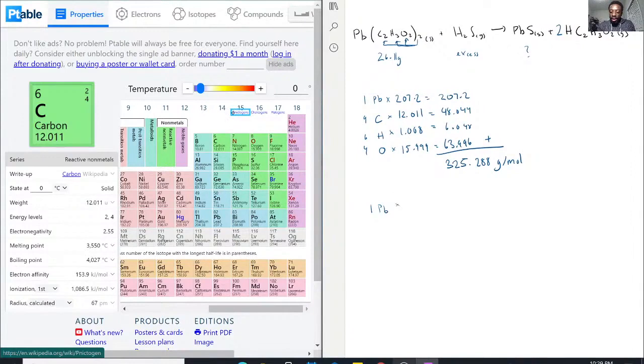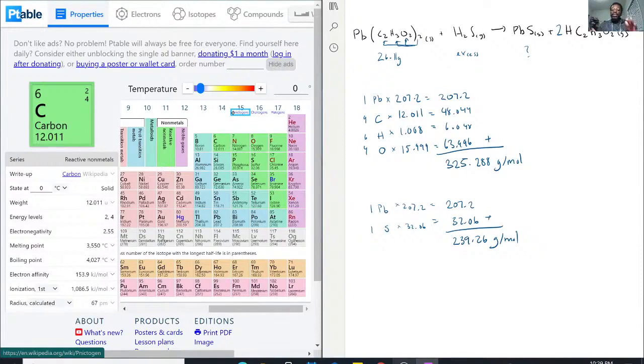And now for the lead sulfide, we need to do just 1 lead, okay, and that's 207.2, and 1 sulfur, which is 32.06. So luckily, well, actually not so luckily, these numbers do vary quite a bit. So 207.2 plus 32.06, we get 239.26 grams per mole. Okay, so quite different.